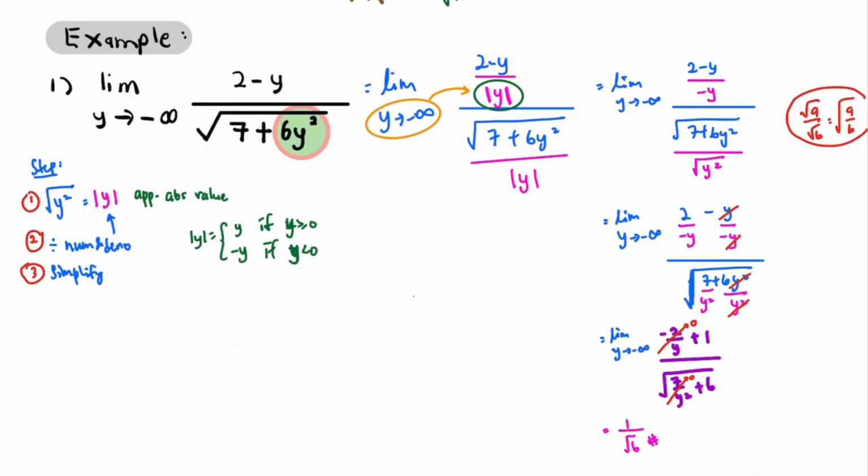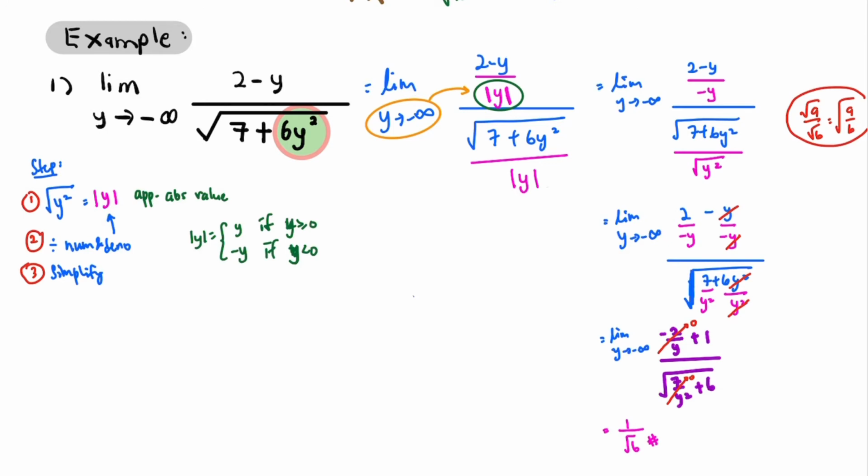So let's see the first example here. Find the limit of 2 minus y over square root of 7 plus 6y squared for y approaching negative infinity. The first step that we need to do is find the appropriate absolute value. So the highest power inside the radical now is 6y squared. We don't want to take 6, we don't want to take any constant, we just want to take the variable. So the variable is square root of y squared, which is just modulus y.